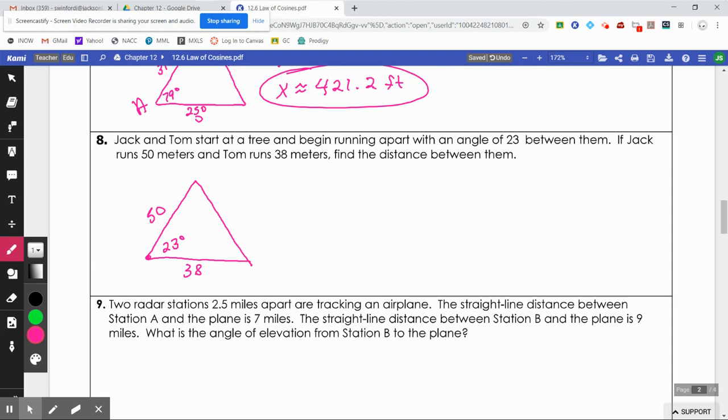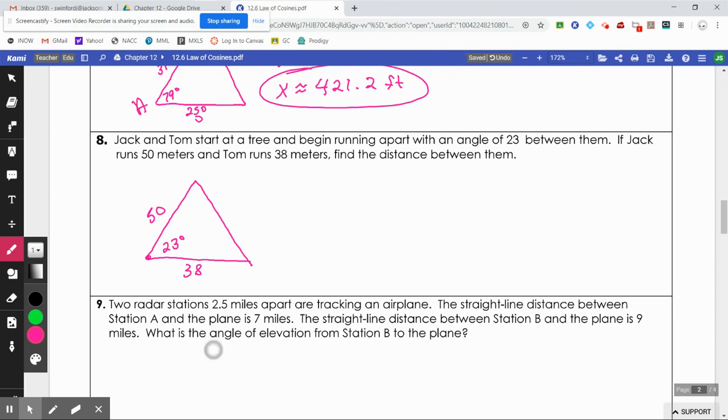Now, something I haven't addressed is why can we not use law of sines on these problems? Well, first off, you don't have an angle and the side across from it. So if you tried to use the law of sines, the sine of 23 over, well, we don't know what that is, equals, that's the only angle we have. So it would be impossible to do that.